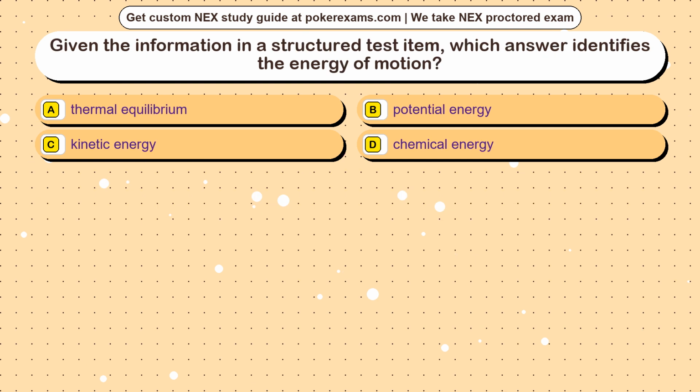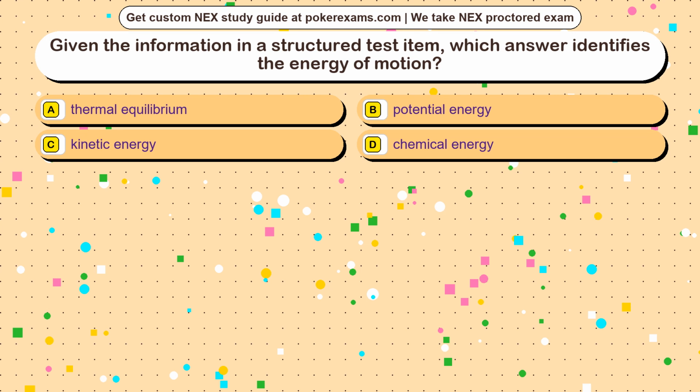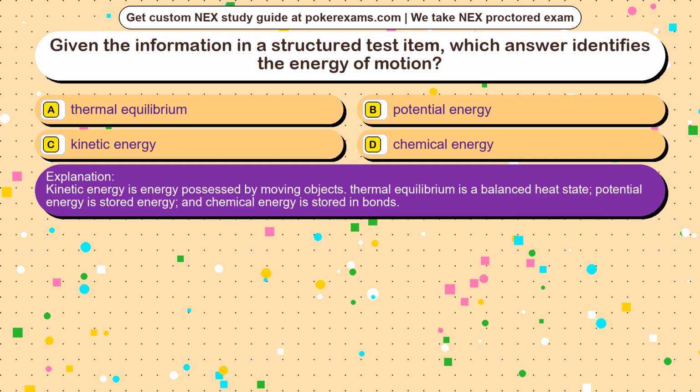Question 6. Given the information in a structured test item, which answer identifies the energy of motion? Option A, thermal equilibrium. Option B, potential energy. Option C, kinetic energy. Option D, chemical energy. The correct answer is option. Kinetic energy is energy possessed by moving objects. Thermal equilibrium is a balanced heat state, potential energy is stored energy, and chemical energy is stored in bonds.